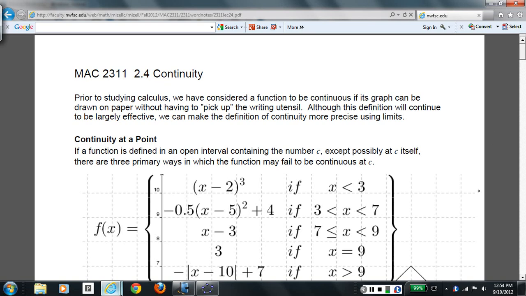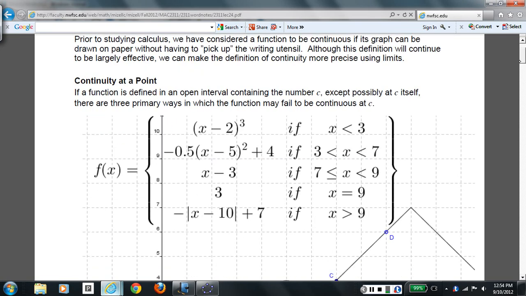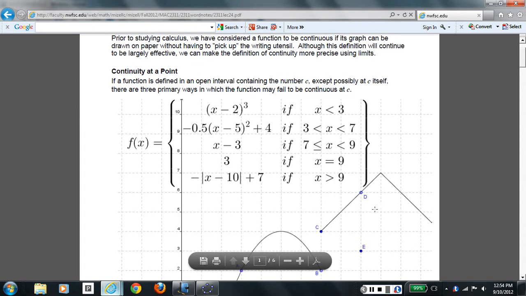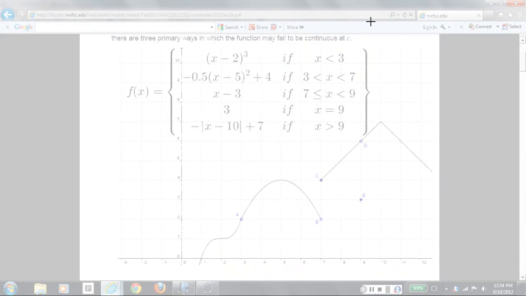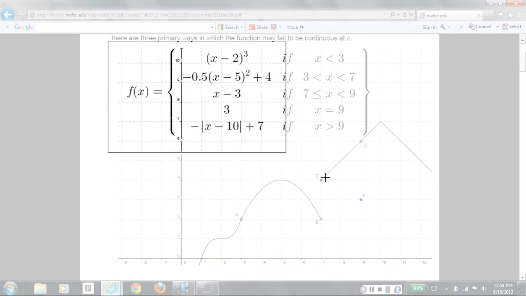So if a function is defined, well, we've got it here. I'm not going to try to graph it. I'm going to accept the graph that we have here pretty much as given. And let's see if I can get enough of it to comment on it. I think probably I can. Here goes.